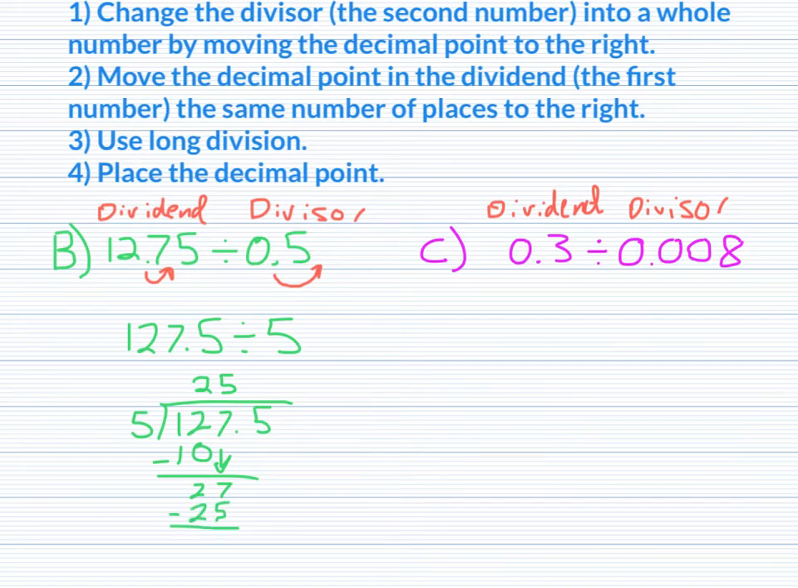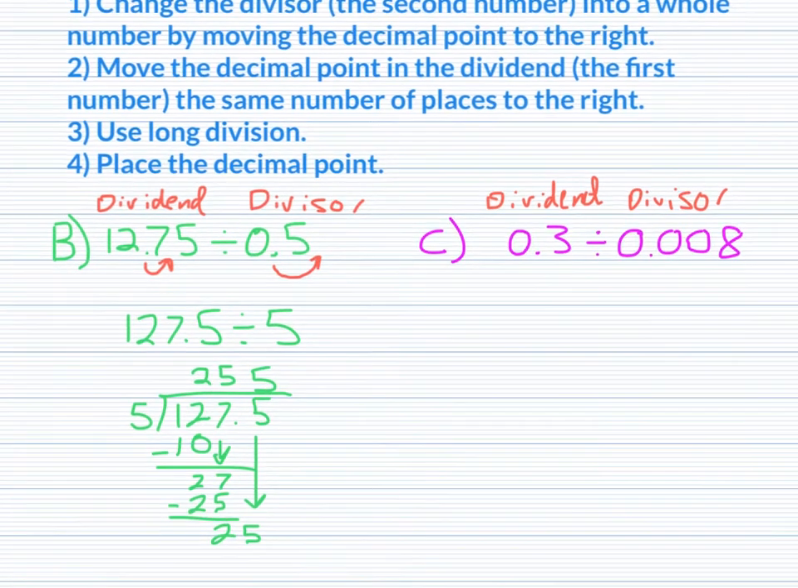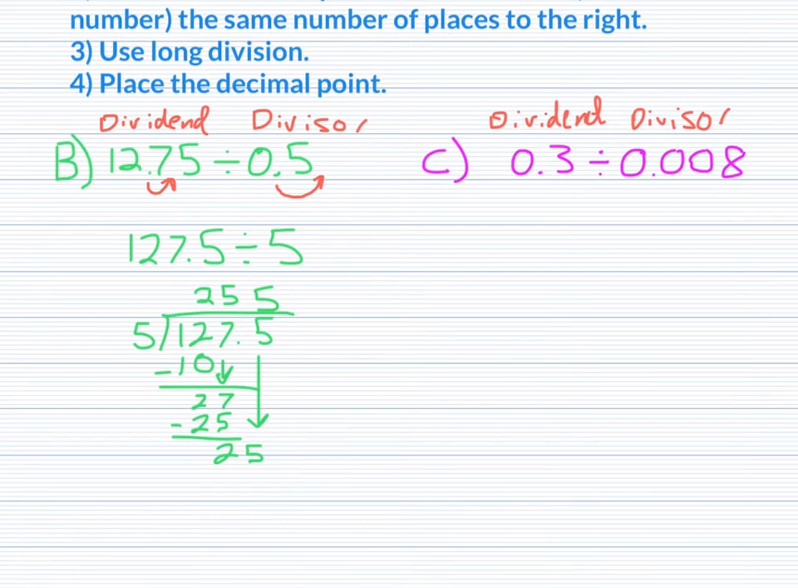Multiply to get 25 here. 27 minus 25 is 2. And I bring that 5 down. 5 goes into 25 5 times. So now 5 times 5 is 25. Subtract that, I get 0. So I'm done with my long division. Now step number 4, I just have to place the decimal point. Remember, it just comes straight up from where it is in the dividend to where it needs to be in the quotient. So I put it right between my two 5s, and I have my answer here, 25.5.